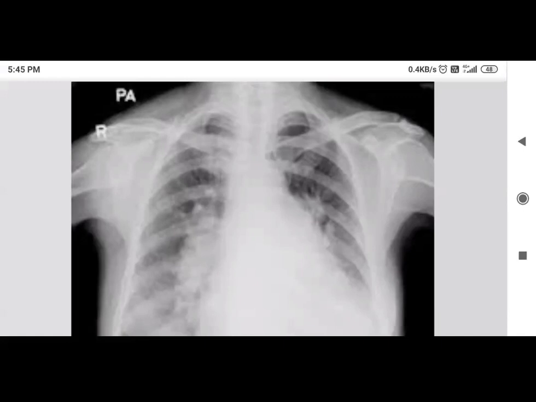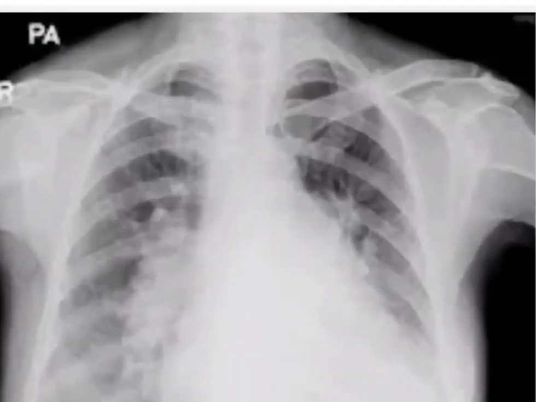Okay, now Amit, read the X-ray. Sir, can you make it bigger? This is very small. Can you zoom it? X-ray PA view, sir, showing cardiomegaly, and there is a dilatation of the right pulmonary artery more than the left pulmonary artery.